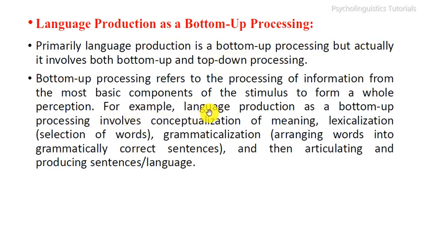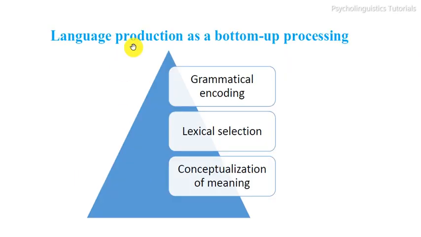For example, language production as bottom-up processing involves conceptualization of meaning, lexicalization, the selection of words, grammaticalization, the arranging of words into grammatically correct sentences, and then articulating and producing sentences or uttering the language. Okay, here you see on the screen language production is a bottom-up processing. At the bottom is conceptualization of meaning. Then next is lexical selection, the selection of words, and then there is grammatical encoding. Then at the end we will have the actual articulation of language.